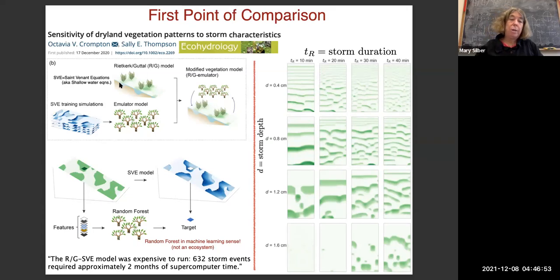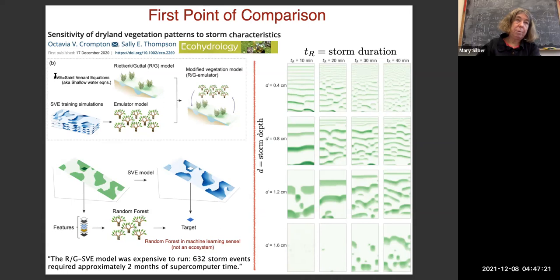So here's one paper last year from Crompton and Thompson. They were also interested in looking at dryland vegetation patterns under changes in storm characteristics. Their approach had some similarities to ours in that they wanted to do something for the overland flow and something different for the vegetation growth. They also based it off of a modified Rietkerk model.